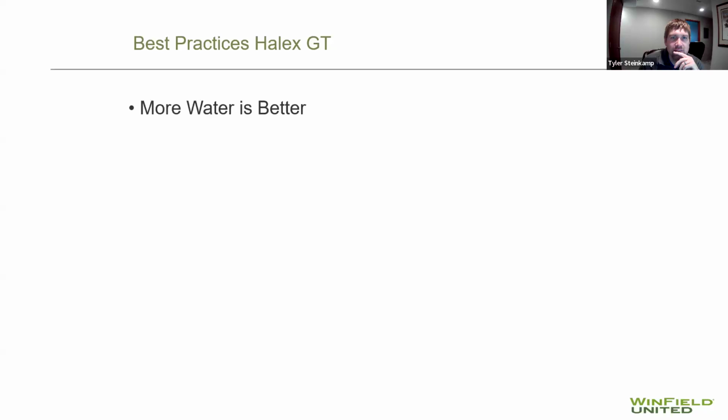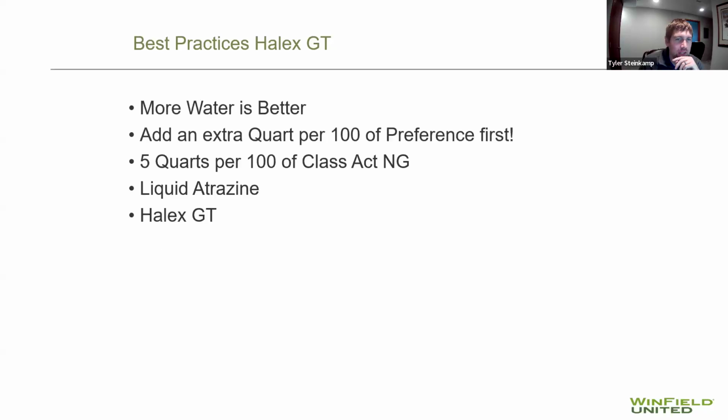Okay, we covered this last time. Just a quick discussion here. Helix GT, Acuron GT, Resicor, some of these are somewhat difficult to mix with products. Just make sure that we're adding plenty of water. If you are having troubles, add in that extra quart per 100 of Preference up front. That will help you. Specifically with liquid atrazine, that tends to be where we see the most problems.